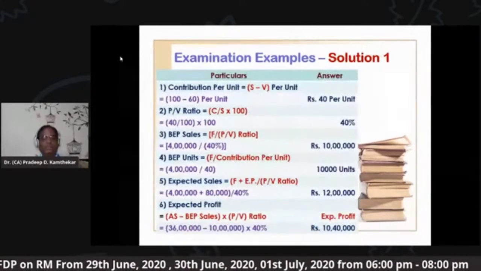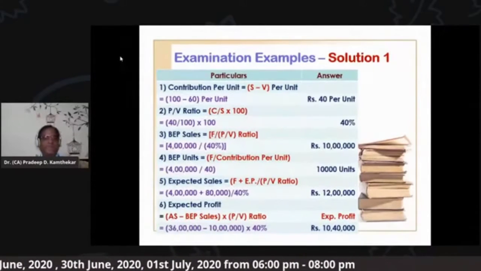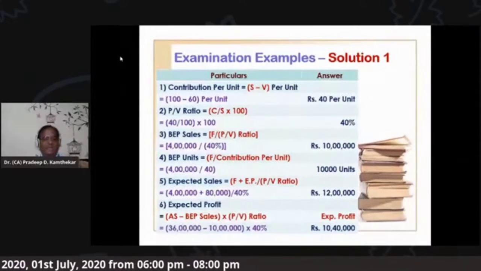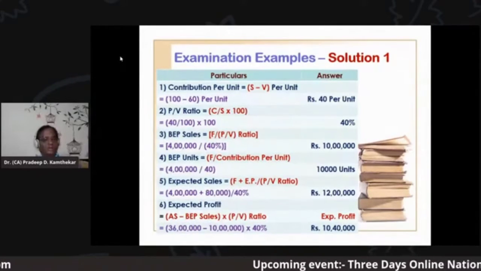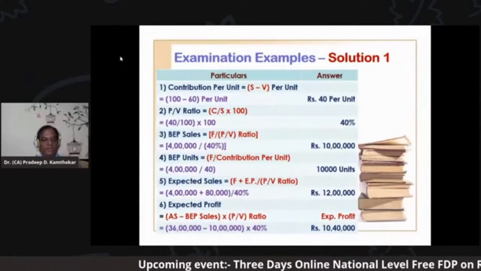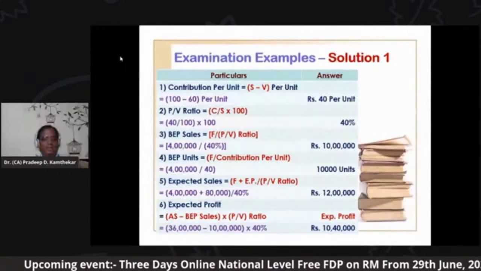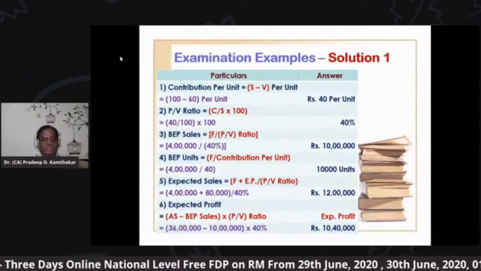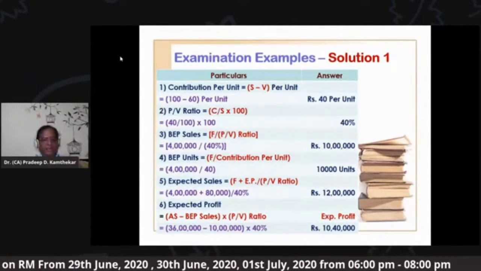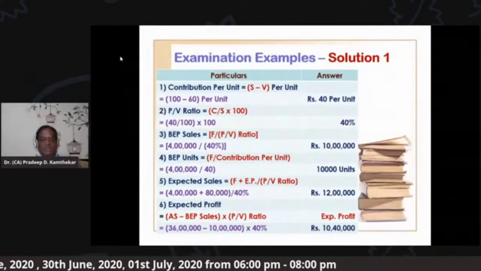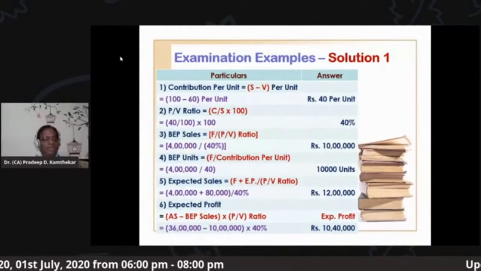Now, contribution per unit is selling price minus variable cost. So 100 minus 60, rupees 40 per unit is the contribution per unit. Now PV ratio. What is PV ratio? Contribution divided by sales. Your contribution is 40, sales is 100. So 40 divided by 100 into 100 is 40%. So 40% is the PV ratio.